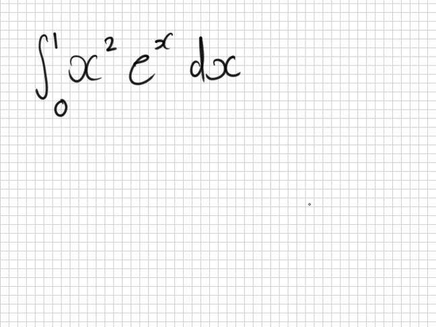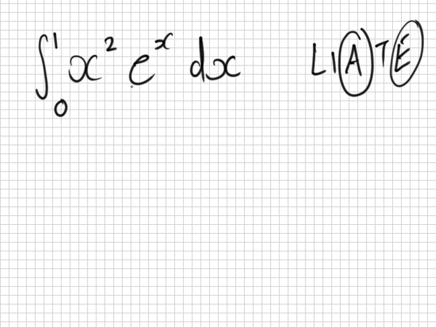Now, there's a rule at the start we have to use to check if it's in the right order. What's this rule called? LIATE. So the x is which letter here? The A. And the e^x? E. So is the order correct? It is. Now what I like to do is then draw a box here.